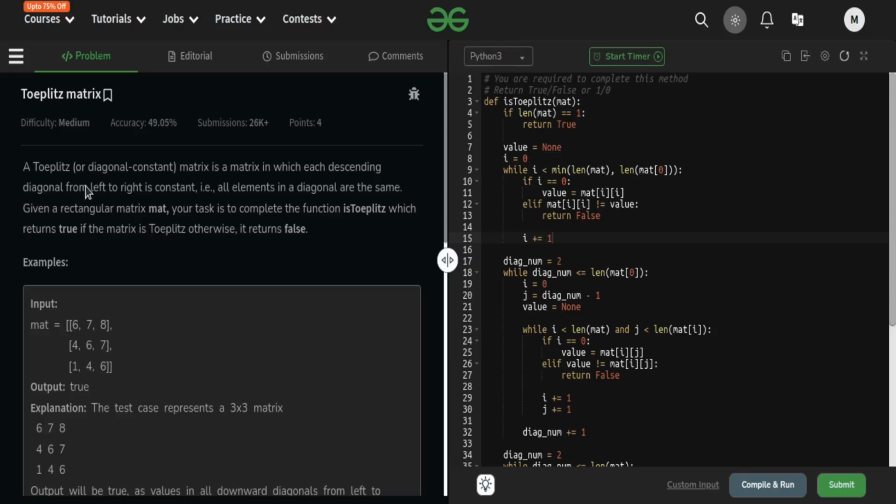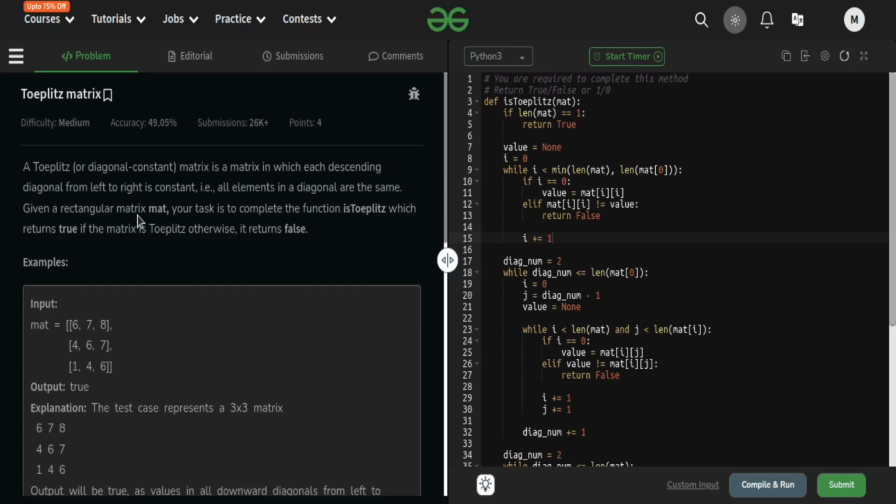Hello guys, in this video we are going to discuss the solution of the problem Toeplitz matrix. So let us look at the problem statement. A Toeplitz matrix is a matrix in which each descending diagonal from left to right is constant. That is, all elements in a diagonal are the same.